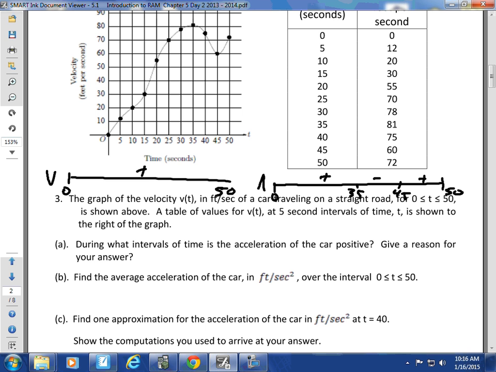Velocity is increasing. The problem with that explanation is you haven't mentioned a word about calculus yet. It has to be something about a derivative or a slope or something along those lines. The slope of velocity is positive, or the derivative of velocity would be acceleration, and that is positive.